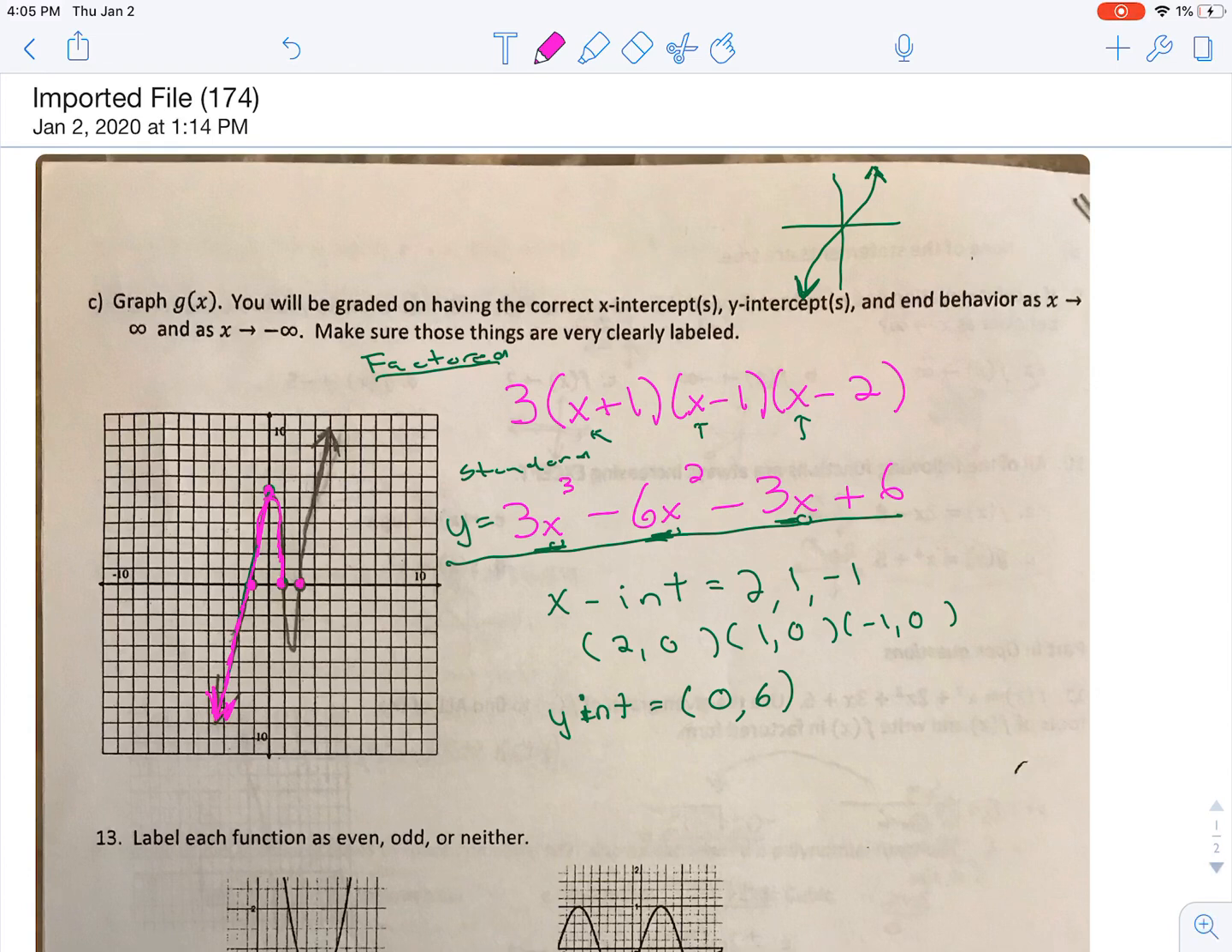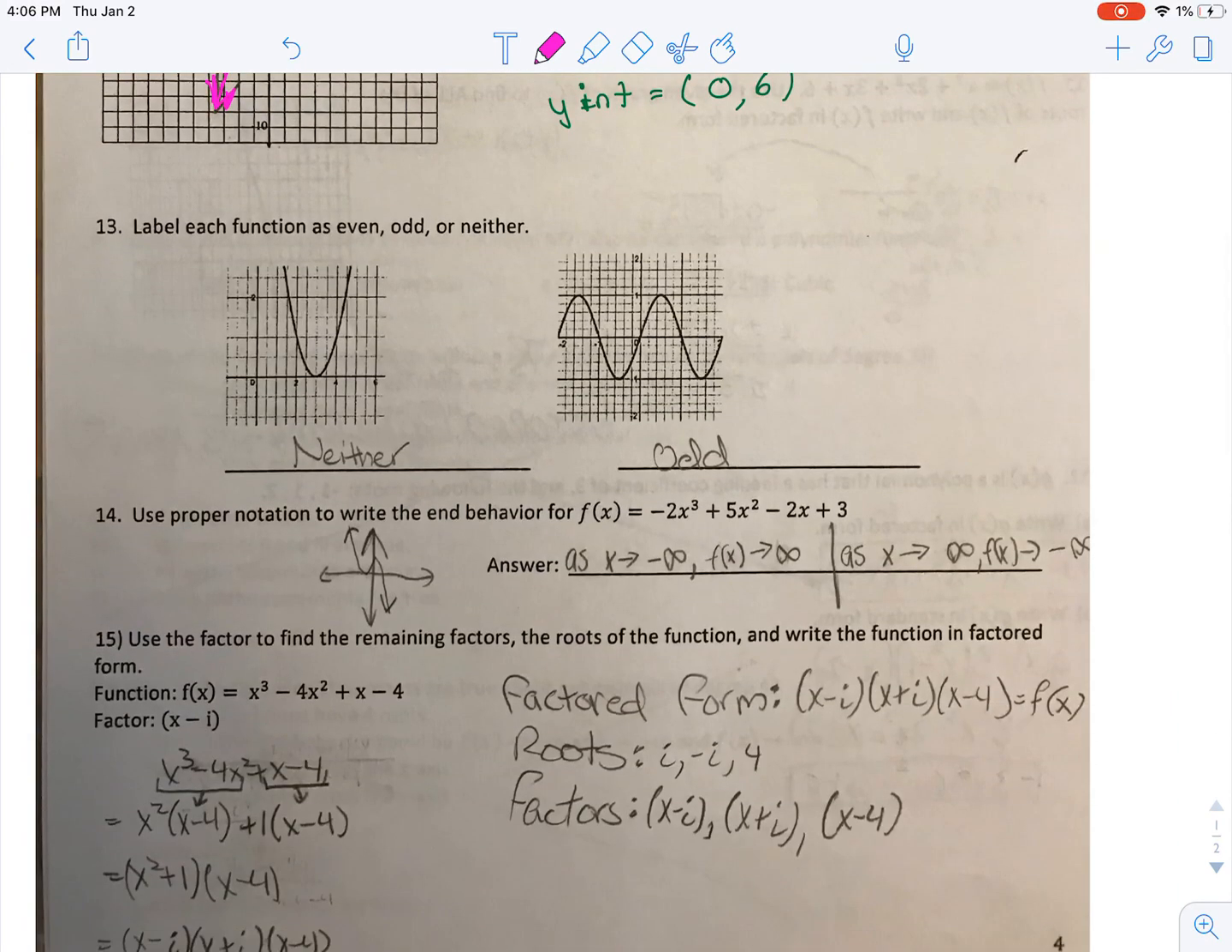Now you didn't have to figure out this point here, whatever it is. I'm not even sure that's right at this moment. I don't want to figure that out right now, but you don't need it, okay? All you needed was the end behavior, the x-intercepts and the y-intercept. But yeah, it comes down, and then it's going to come back up, and it's going to go in this direction because it's to the third power.